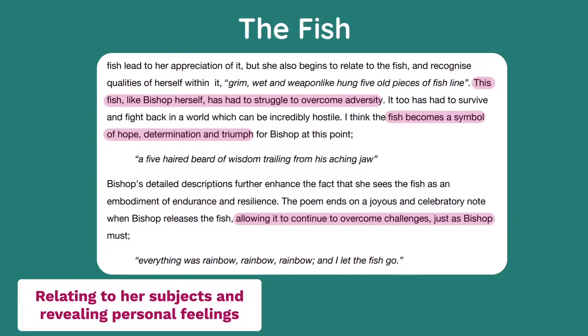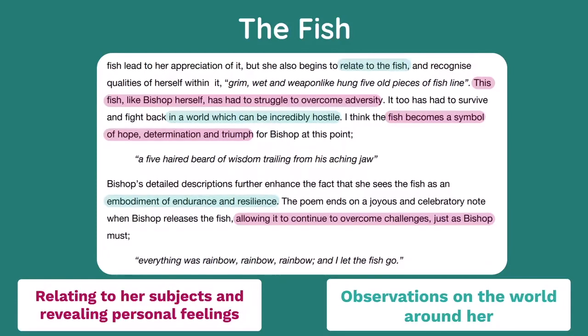So effectively, Bishop uses the observation of the fish, or the symbol of the fish, and seeing what this fish is like, in order to explain or to express her own personal feelings of overcoming adversity or overcoming challenges. So making that connection from the outside world to her inside world as well. Okay, then we also have further observations. So in a world which can be incredibly hostile, she relates to this fish.